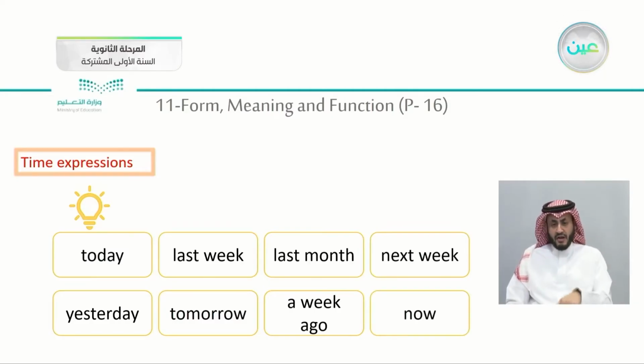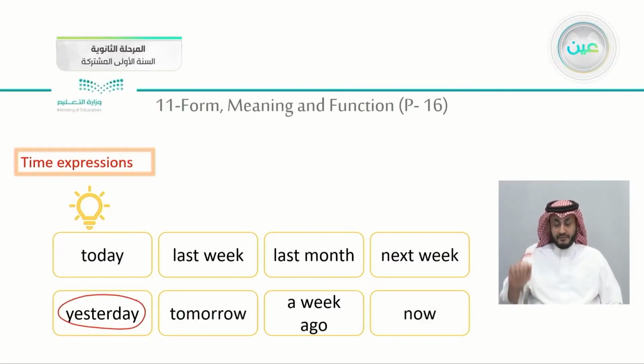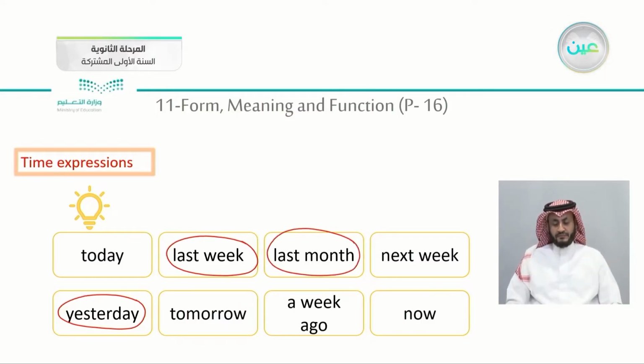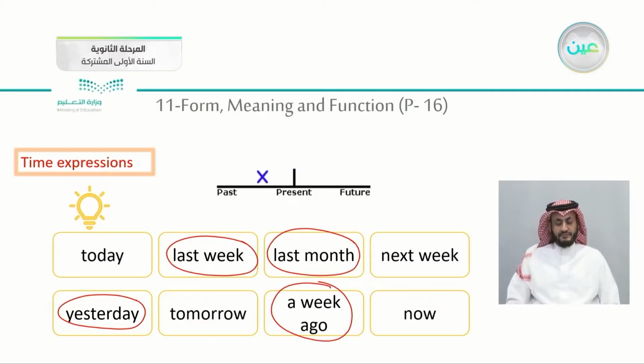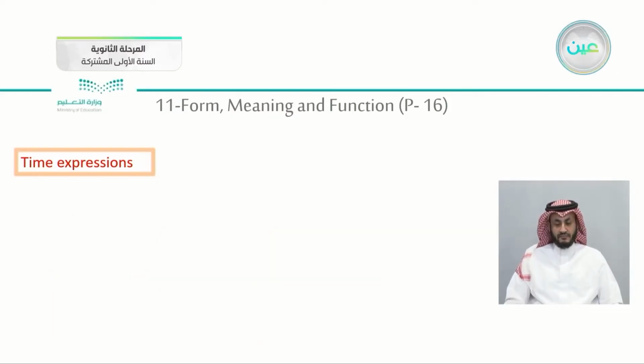Let's try to choose the ones that are in the simple past tense. Today, now, so we can't use it. We can use yesterday for the simple past. What else? Last week, tomorrow, future. Last month, a month ago. A week ago, yes, I can use a week ago. Next week, future. Now, present progressive. So, for the simple past, we can use yesterday, last week, last month, and a week ago. These are some of the examples, and we're having many more.